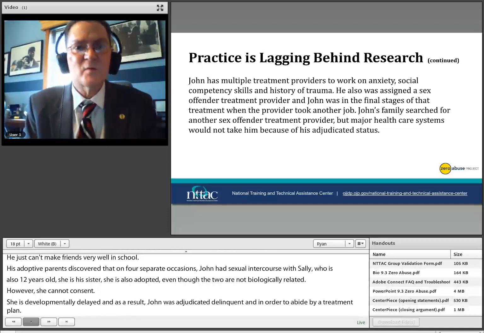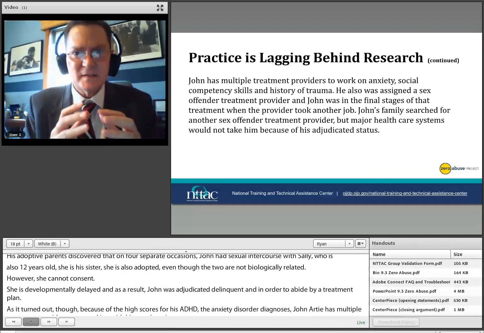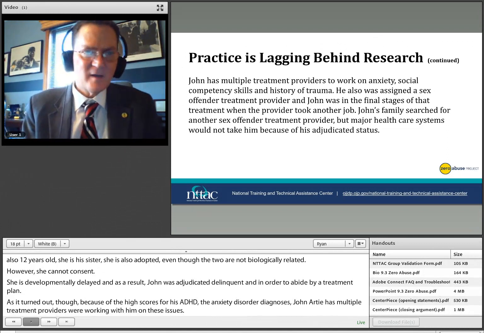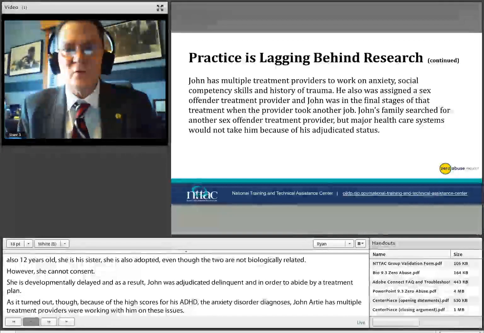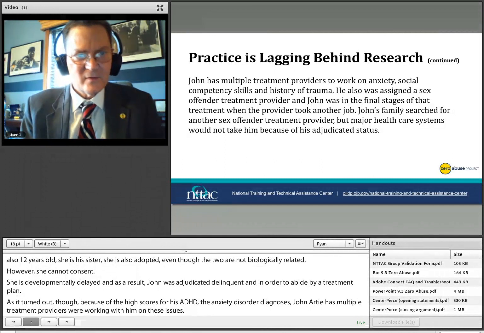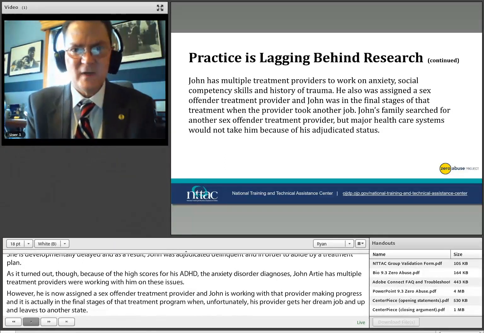However, he is now assigned a sex offender treatment provider, and John is working with that provider, making great progress, and is actually in the final stages of that treatment program, when unfortunately his provider gets her dream job and leaves to another state. So we have to find John a new treatment provider, but the probation officer, the social worker, the prosecutor's office, everybody struggles to find that.